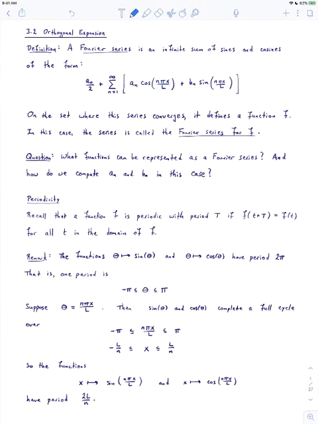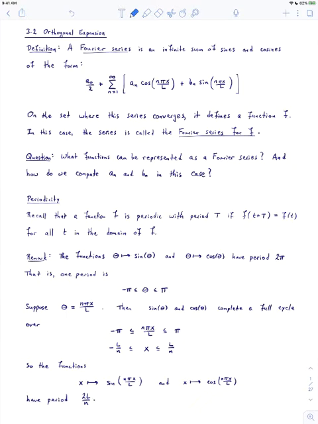On the set where this series converges, it defines a function f. In this case, the series is called the Fourier series for f. So a natural question is what functions can be represented as a Fourier series, and how do we compute an and bn in this case?